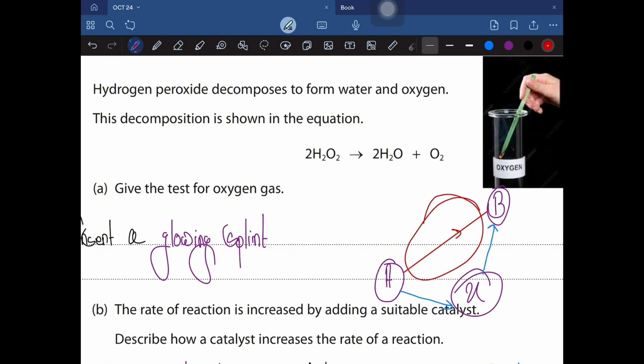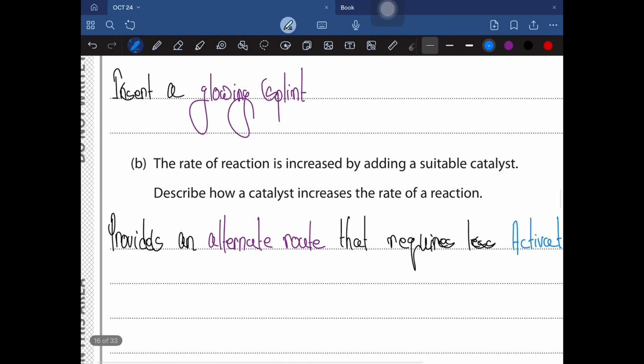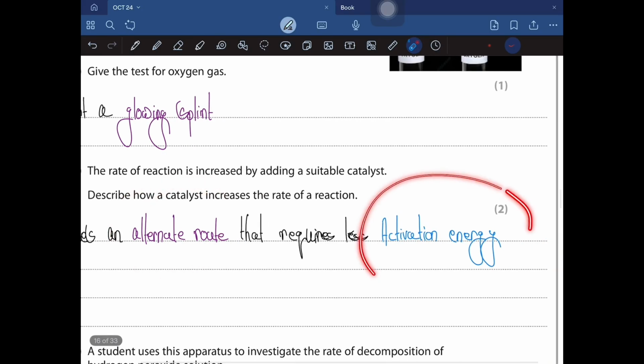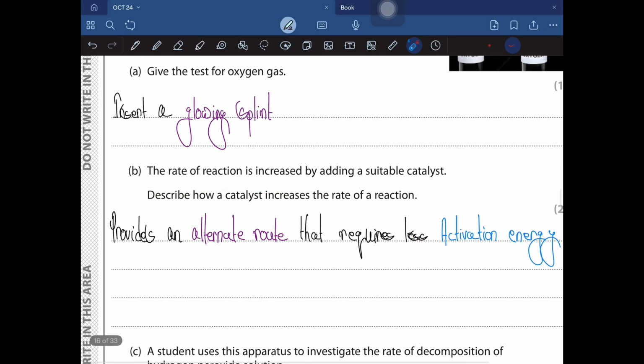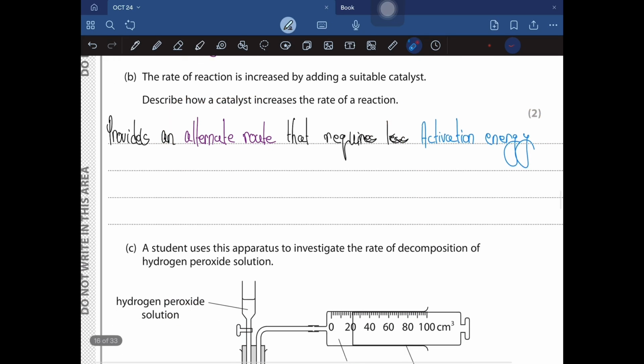A catalyst does this same thing. A catalyst provides an alternate route that requires less activation energy. As a result, a greater proportion of the particles have the minimum energy to react, because the catalyst provides an alternate route that requires less activation energy. So let's just move on.